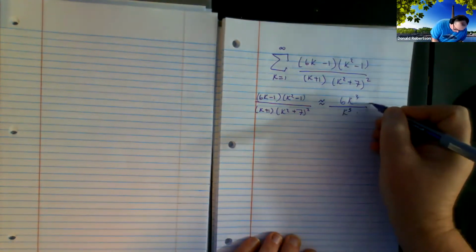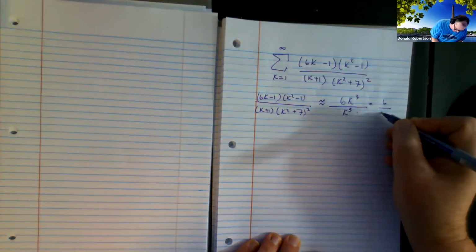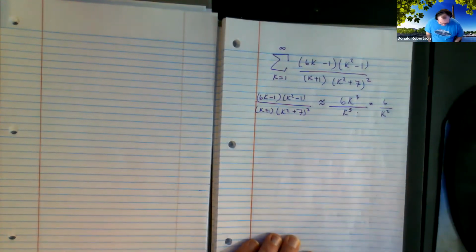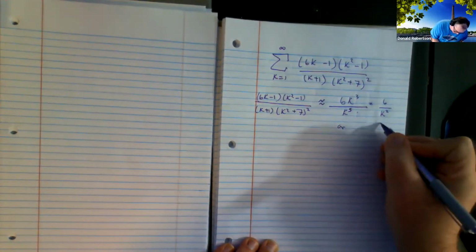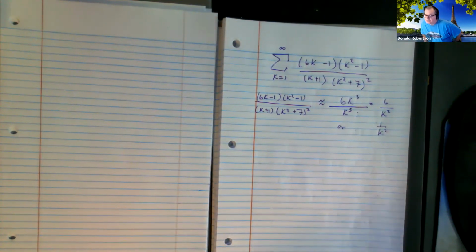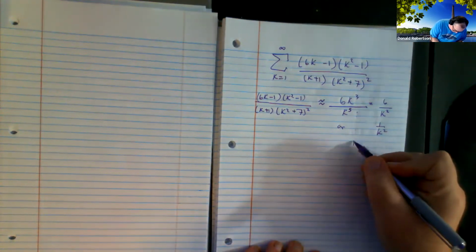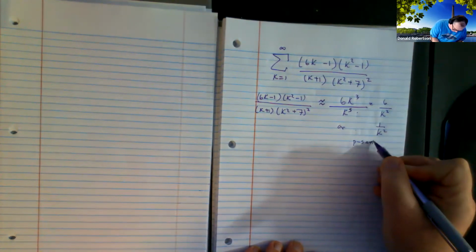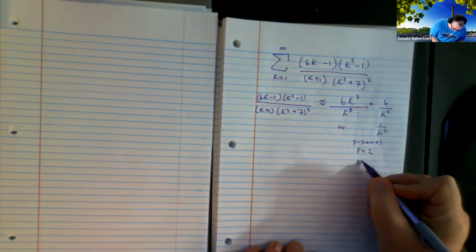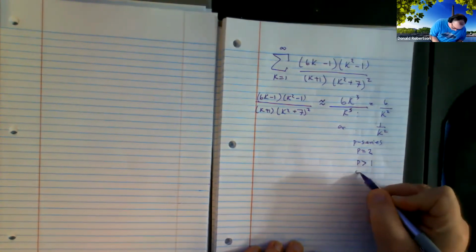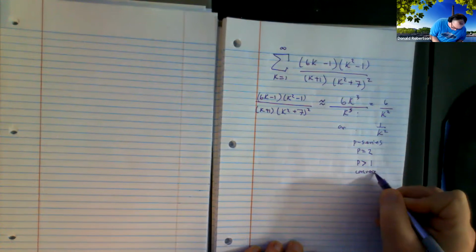Which means, isn't this guy going to behave like a 6 over k squared, right? Now, if you don't like the 6, it's totally okay to just call it 1 over k squared, right? Because constants don't matter. Would you agree that is a p series? Back to p series. That the p is equal to 2. And since that's greater than 1, aren't we looking at converges?